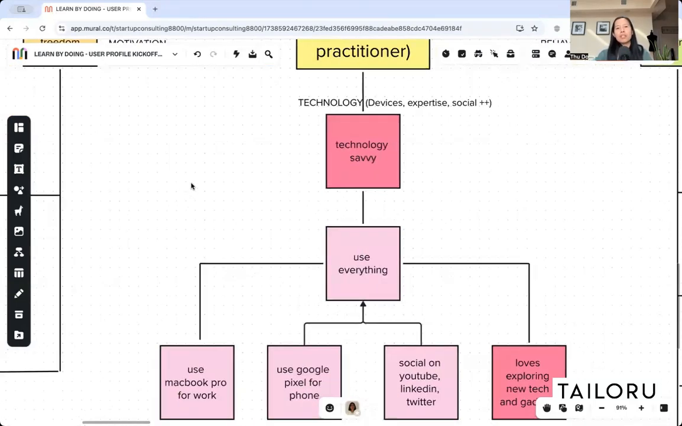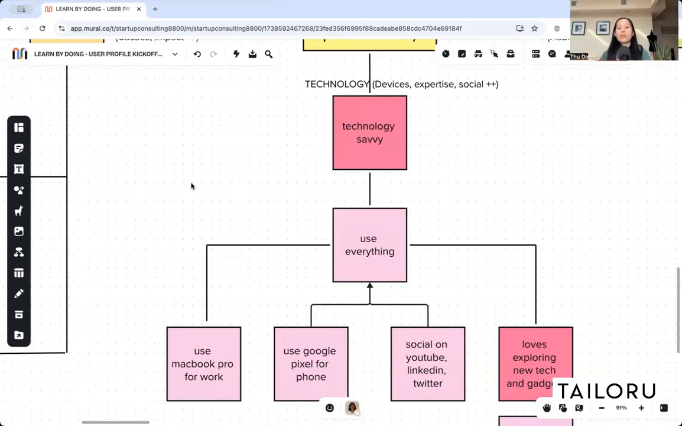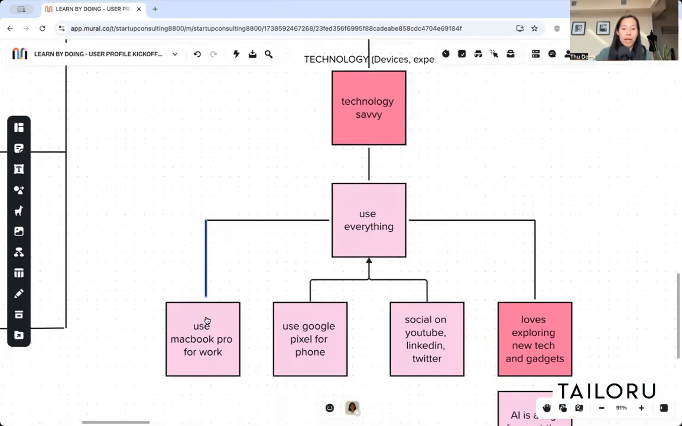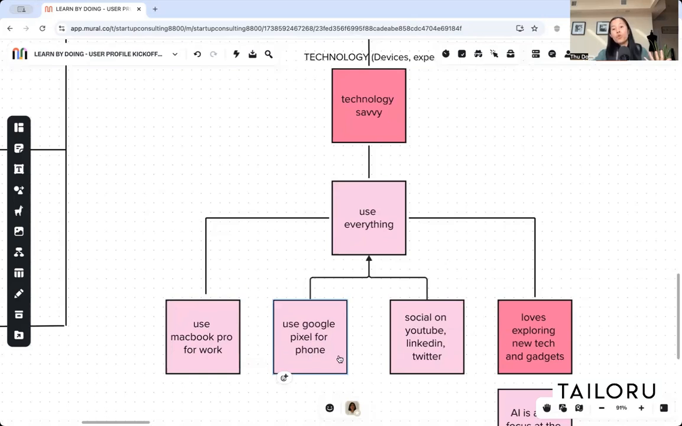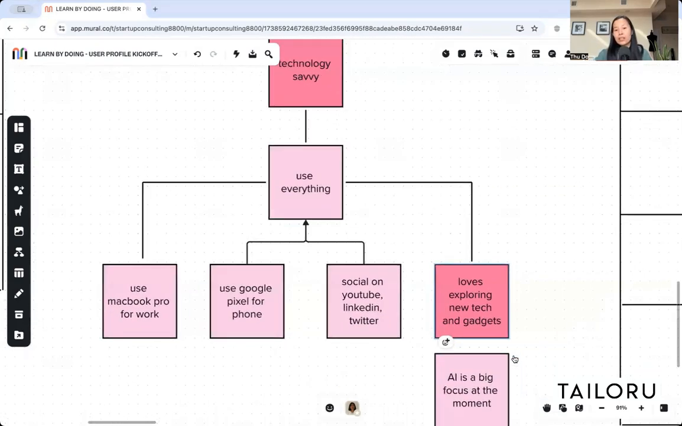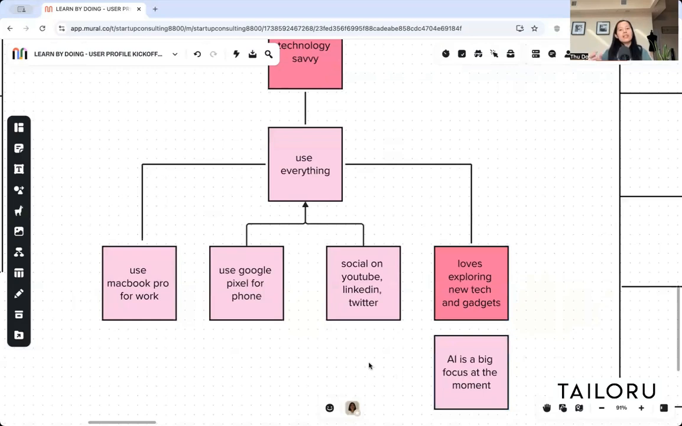So technology is very cut and dry, to be honest. It has to do with what platforms, what machines this person is using. So, as a founding designer working at a startup, a career transitioner trying to learn new things, I'd imagine that Alex uses everything. So, he uses a MacBook Pro for work, a Google Pixel for phone, and uses a lot of the Google Suite. And then he's social on YouTube, yay, for us, LinkedIn, and sometimes Twitter. He loves exploring new tech and gadgets, and AI is a big focus at the moment. Again, this starts to narrow down for us who we're targeting and where we're targeting them.